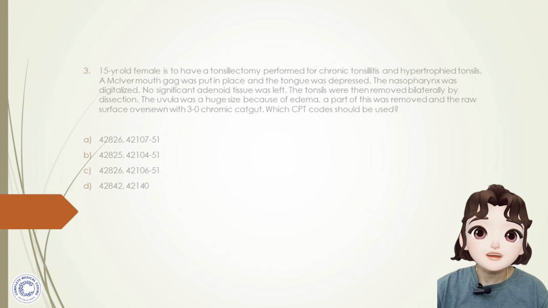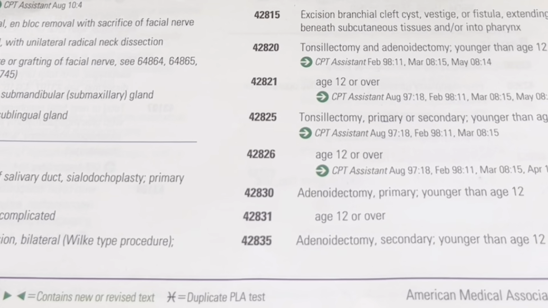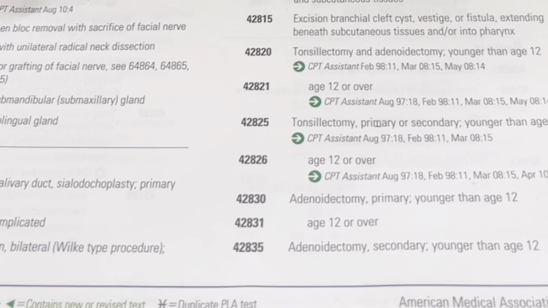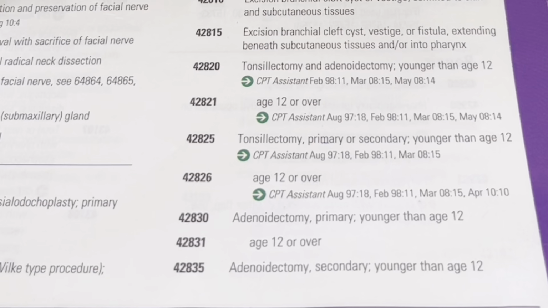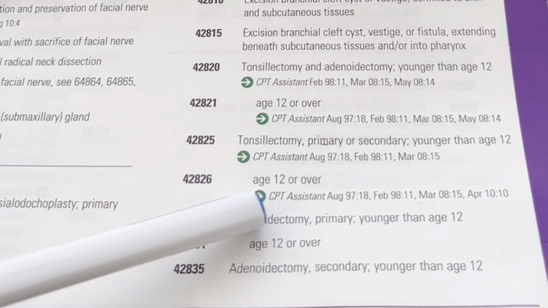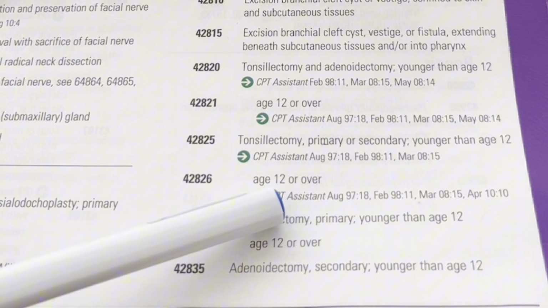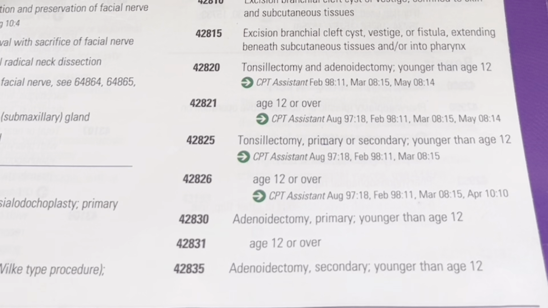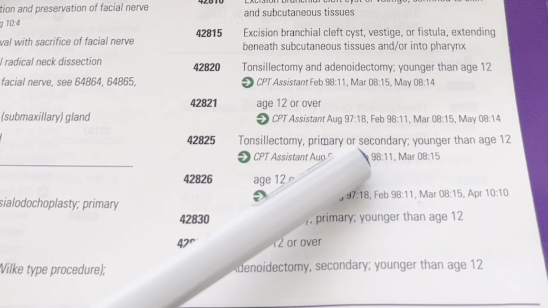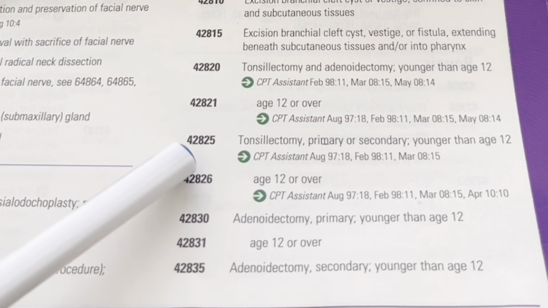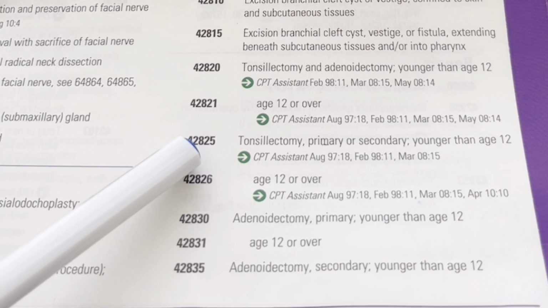So let's look into each and every CPT code. Let's move on to the first option, 42826. Tonsillectomy, primary or secondary, age 12 or over. Yes, this patient is age 15, so it will be 42826. 42825 is primary or secondary, younger than age 12. So 42825 will not be the answer. Option B will not be the answer.